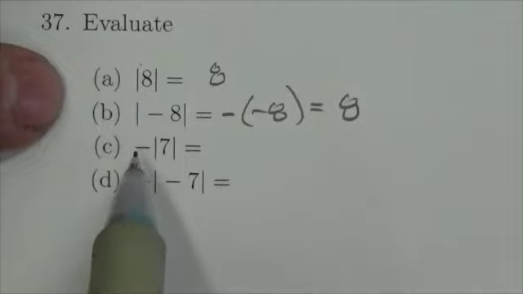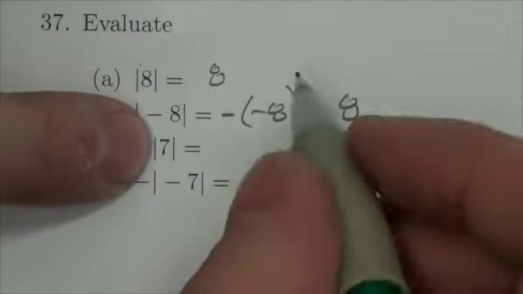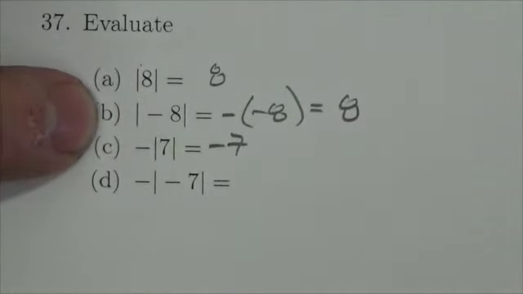The negative here shows up outside the absolute value, so the absolute value of 7 is 7, and then that negative stays in front, so -7.